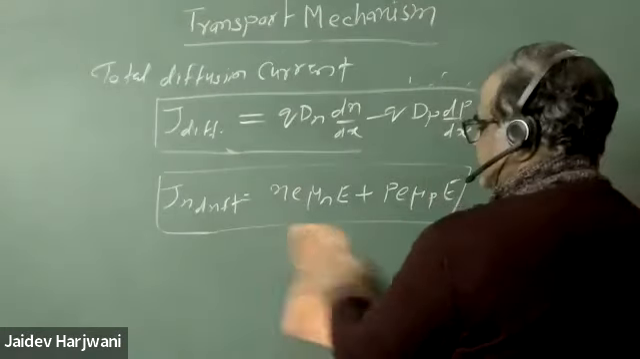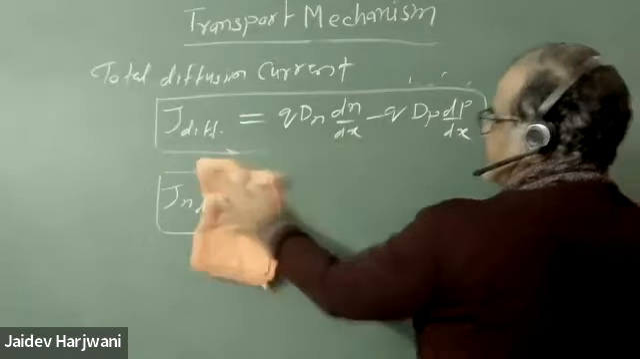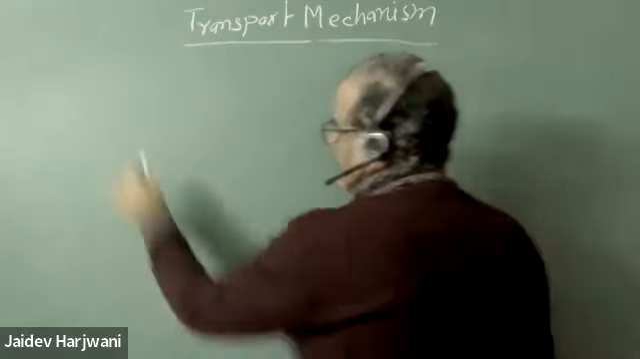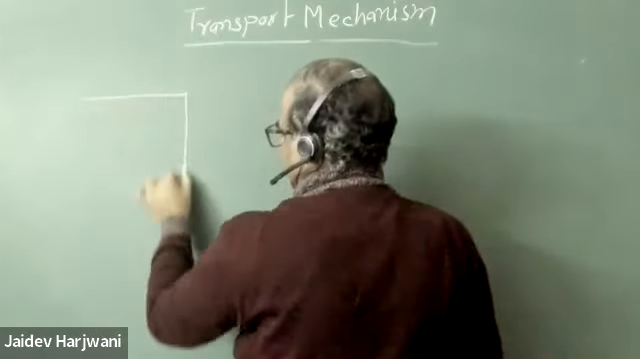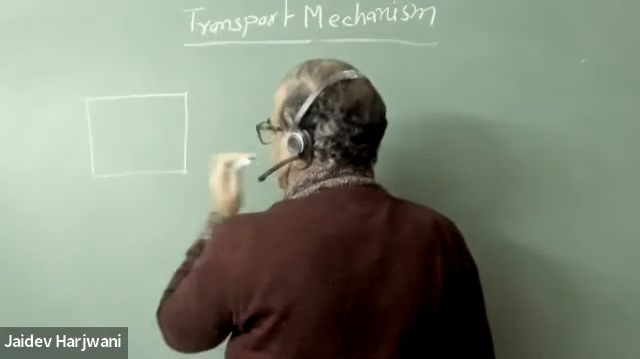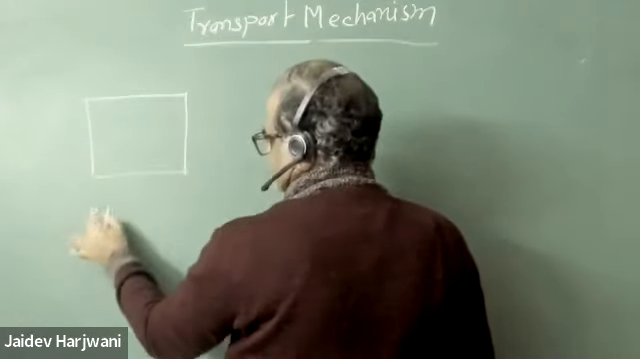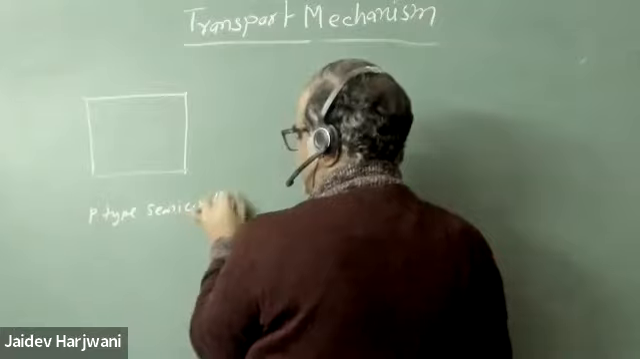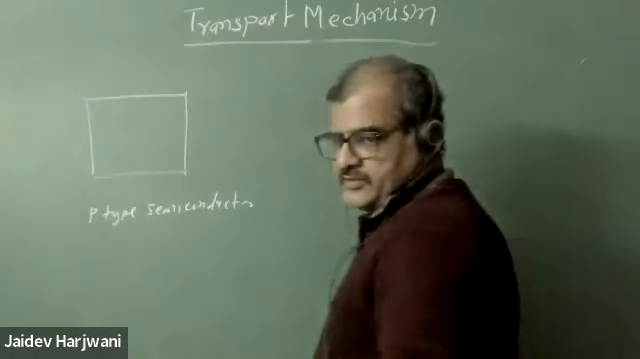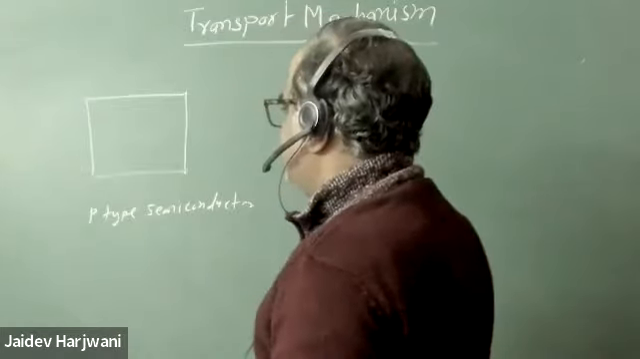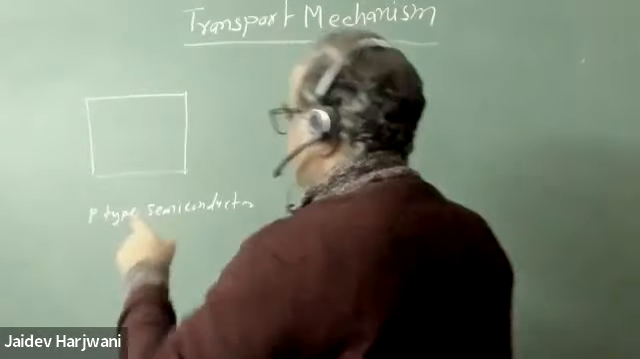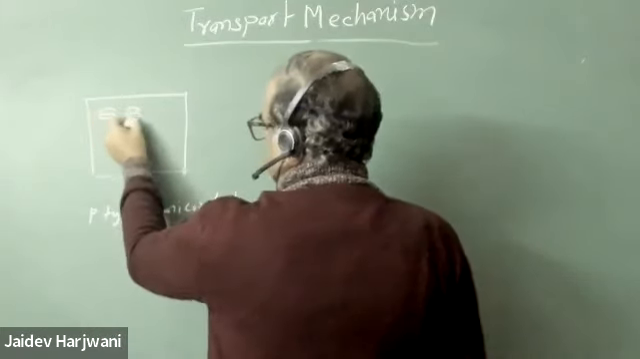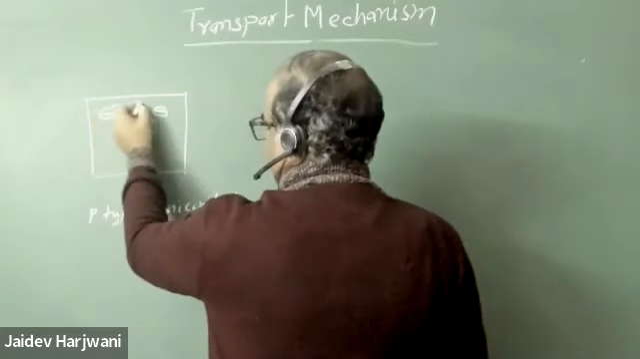Now, if I want to show this diffusion, let me first explain how to represent a p-type semiconductor or n-type semiconductor. So this is my p-type semiconductor. A p-type semiconductor is basically represented by the type of impurity. Here the impurity is acceptor. So I represent this p-type semiconductor by these minus signs, which have holes.